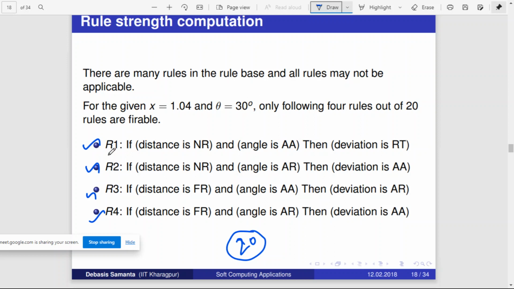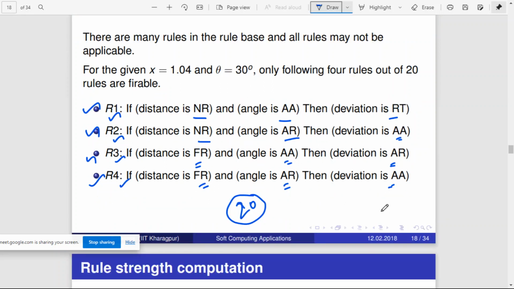Right. Now, again, we are going to identify the strength of each rule. So these are the possible 4 rules. Now we will find the strength of each rule, so that we can ignore the rule with lesser strength, and we will take the rule with more strength.